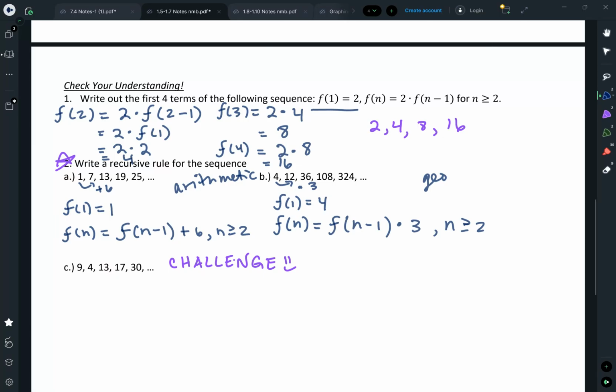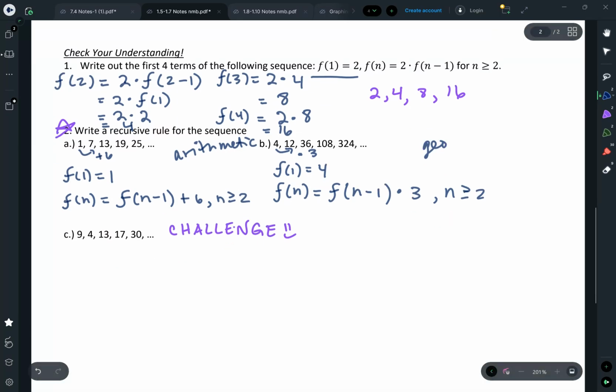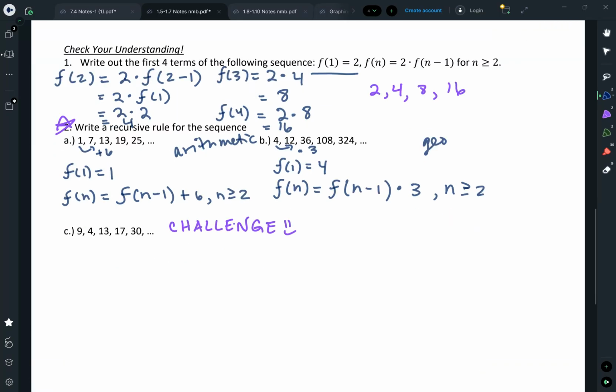So for the last one, it doesn't really look at first like there's a pattern, right? I'm subtracting 5, but then I'm adding 9, and then I'm adding 4. Oh wait, there is a pattern, right? The way I get 13 is by doing 9 plus 4. The way I get the 17 is by doing 4 plus 13. The way I get the 30 is by taking 13 and adding 17. So I'm adding my previous 2 terms.